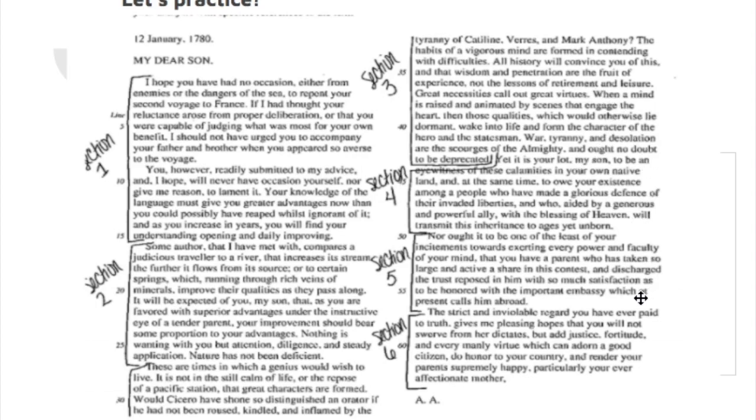Now she gets a little bit more personal and more of a warning tone, kind of guilting him into feeling how important this trip is. "His father has discharged the trust reposed in him with so much satisfaction as to be honored with the important embassy which at present calls him abroad." So it's giving him an understanding of how important this trip is. A little more inspirational, motherly warning tone going on from section 4 to section 5.